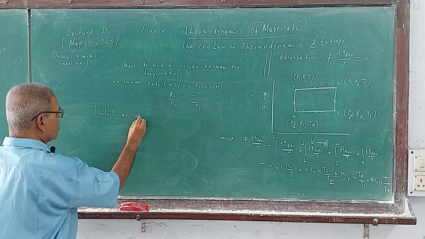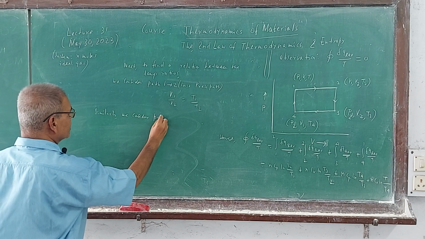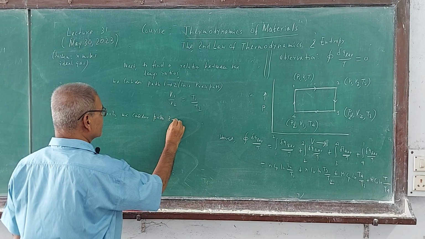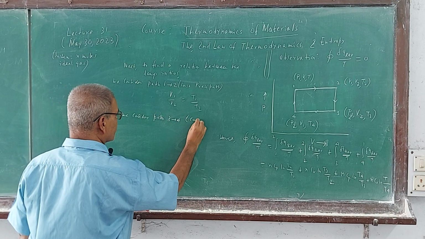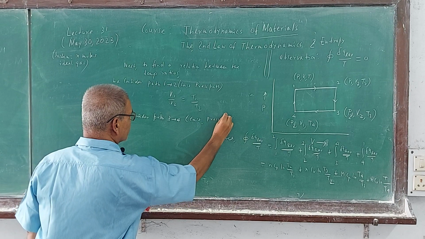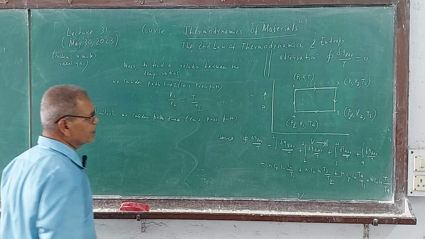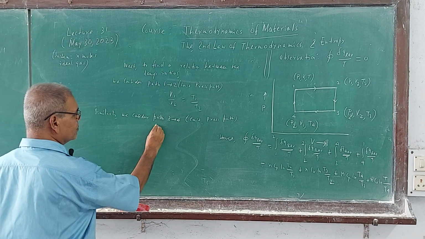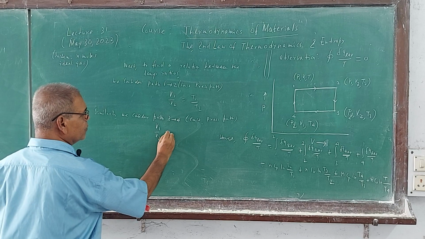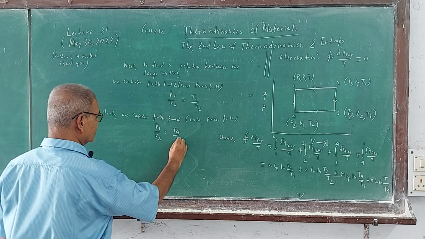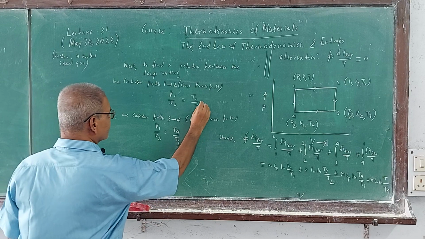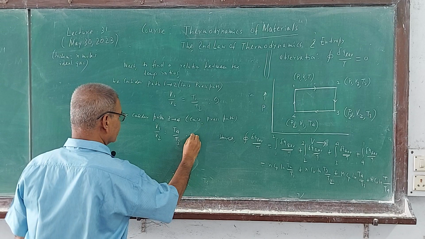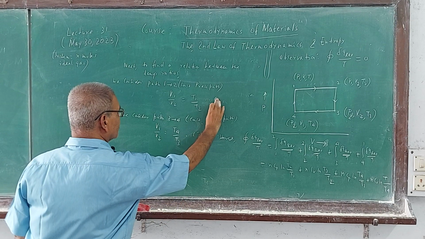Similarly, consider what path? Guess. 3 to 4 you can consider, again a constant pressure path. You see pressure is constant again. V1 by V2 is nothing but T4 by T3. You all set? Give it 1 and give it 2.